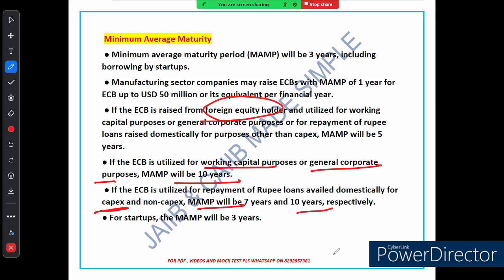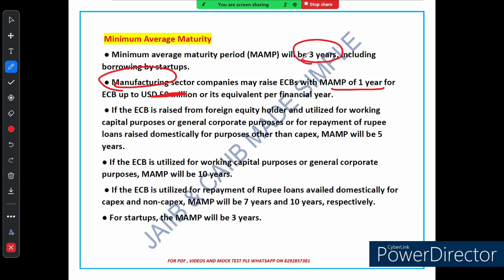So the repayment timeline depends on how much you are borrowing and what you are using the loan for. These two things I have covered. Like in the case of manufacturing, you have seen up to 50 million US dollars, 1 year. General condition is 3 years. But if it is from a foreign equity holder and you are using it for working capital or general corporate purposes or repayment of rupee loan raised domestically other than for capex purposes, it will be 5 years.